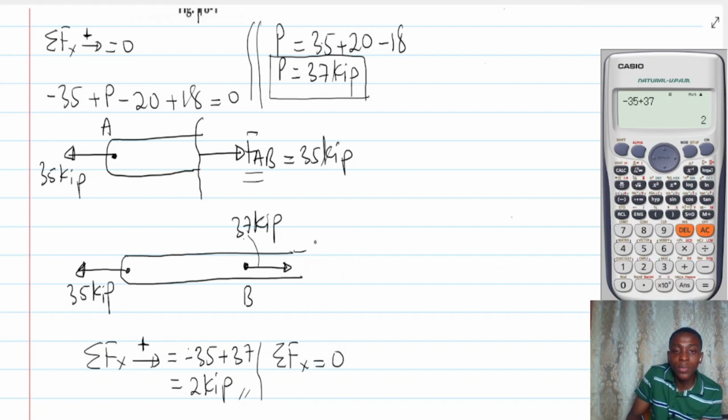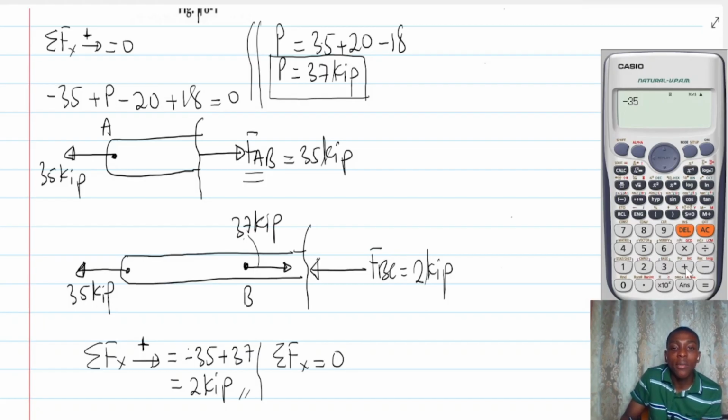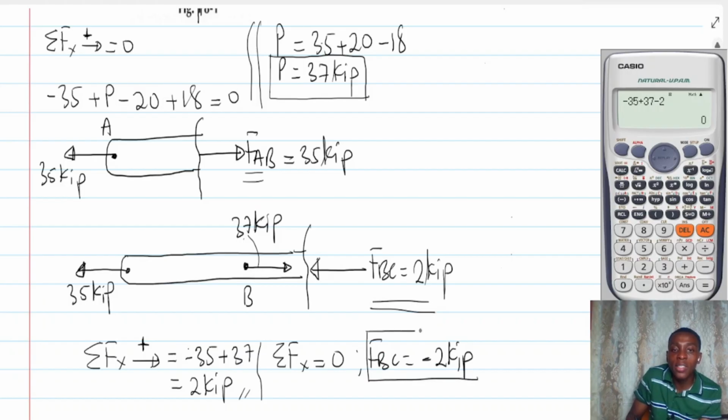We need to attach a force in this direction, which is 2 kip. As a matter of fact, that force is FBC, which is 2 kip. Now let's see if we add all of them and get zero: minus 35 plus 37 minus 2 is 0. It means that FBC over here is actually a compressive force. So in other words, FBC is minus 2 kip.